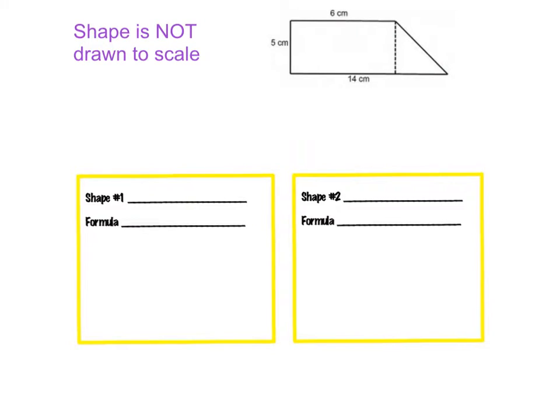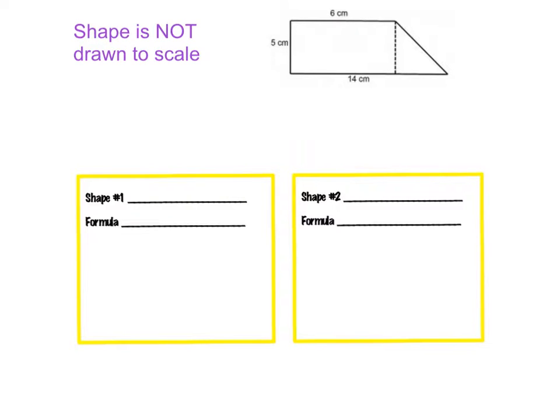The next diagram looks like it's already been cut. It has a dotted line going down right here, so it's already separating it into two shapes for us. This is going to be really important in a minute when we are figuring out one of the shape's dimensions. It says the shape is not drawn to scale. So just because this area right here looks really big, it may not actually be larger than this space. Okay?